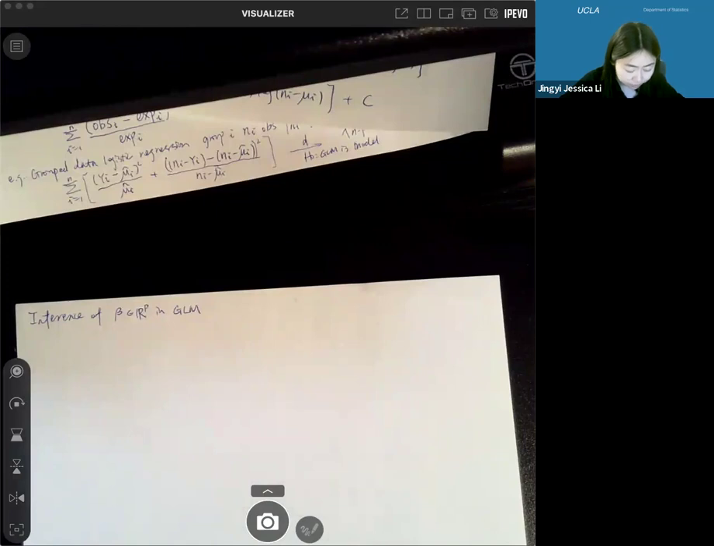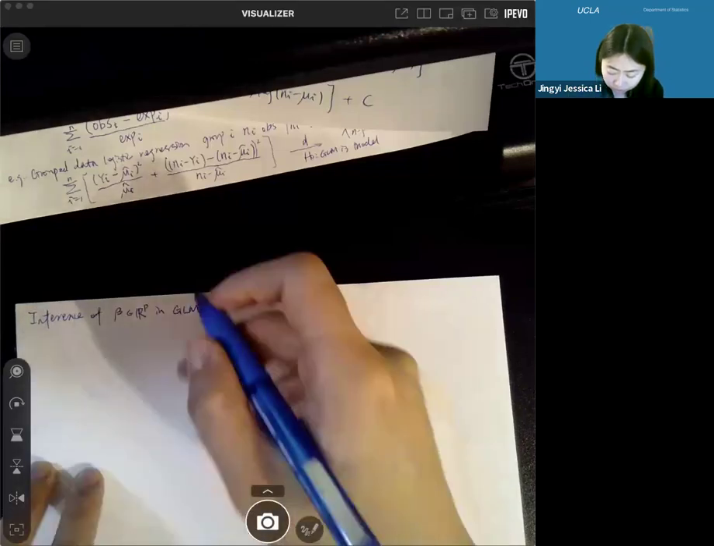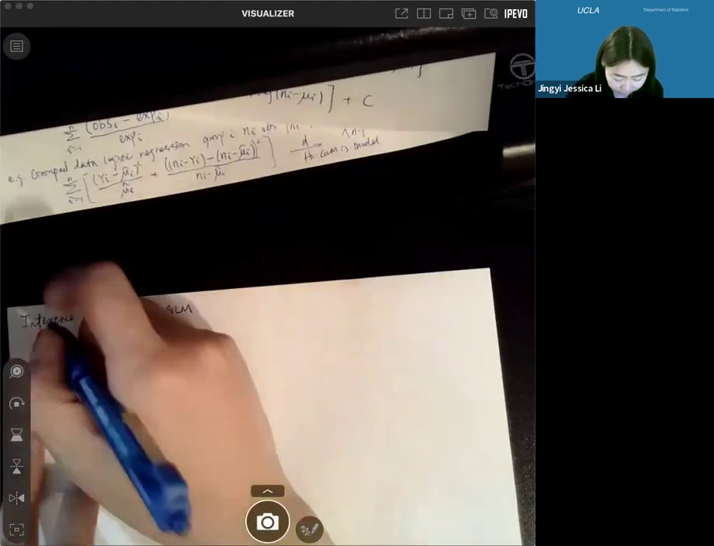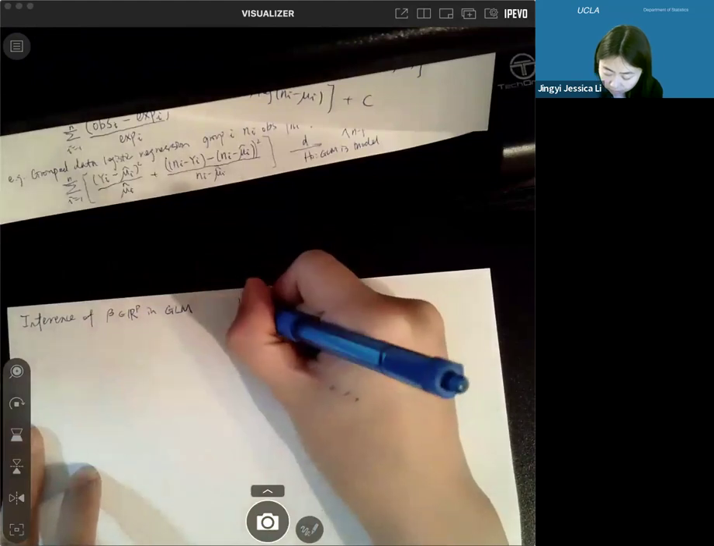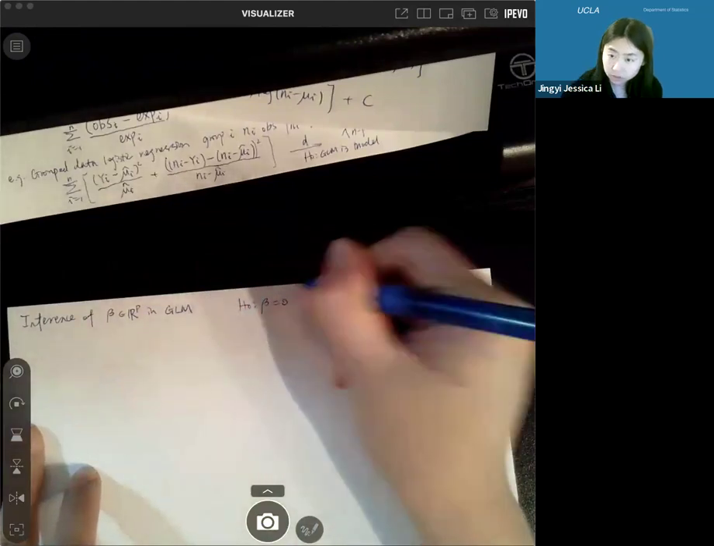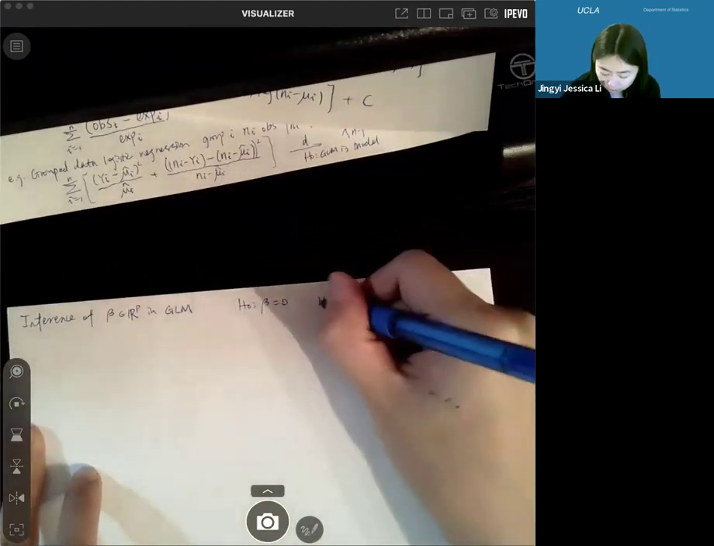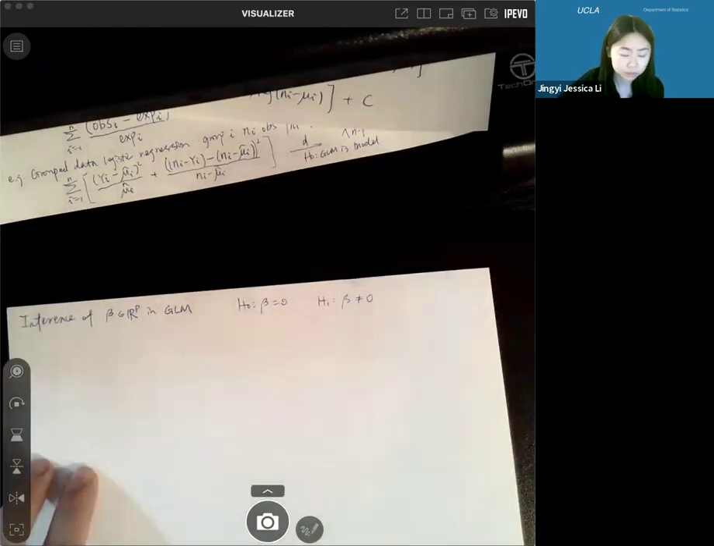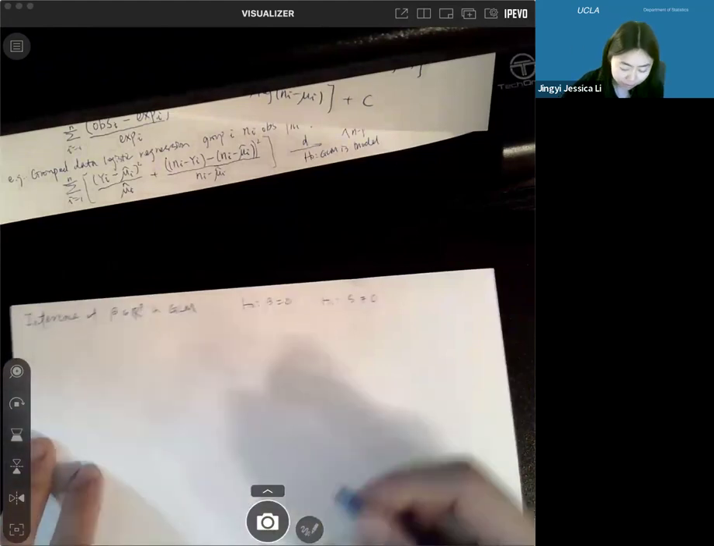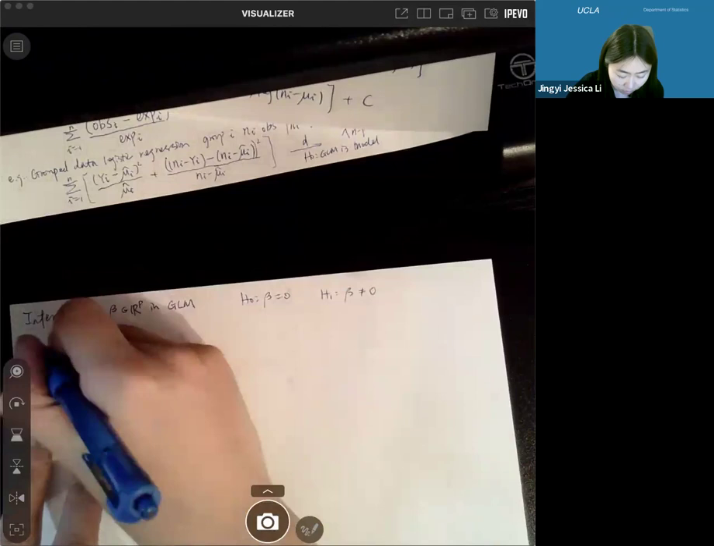Our idea is to use beta hat. If we have the null hypothesis, beta equals 0, versus the alternative, beta is not equal to 0, then the first idea, remember, is the Wald test. How do we do the Wald test?